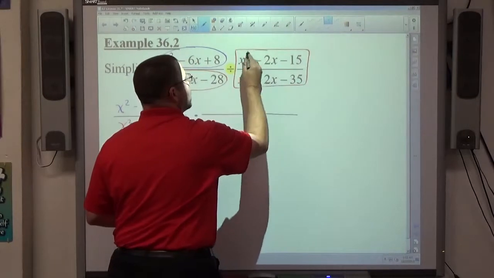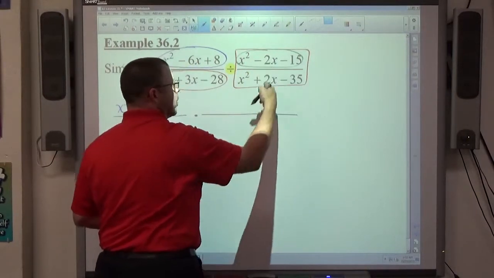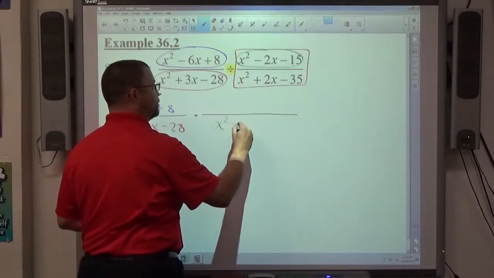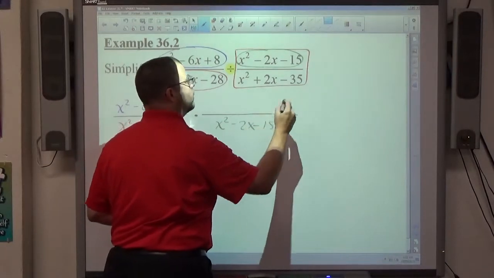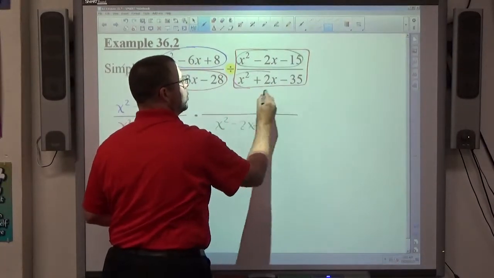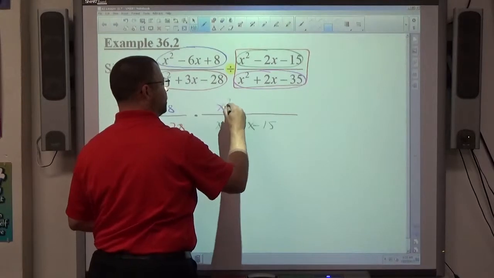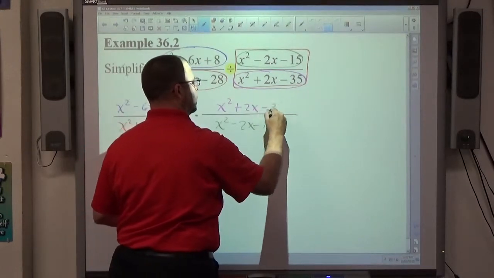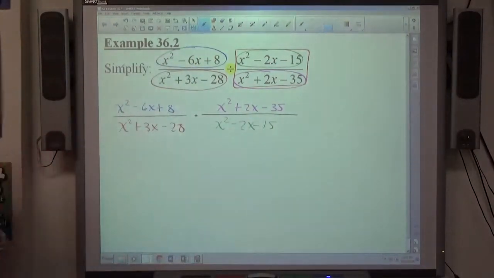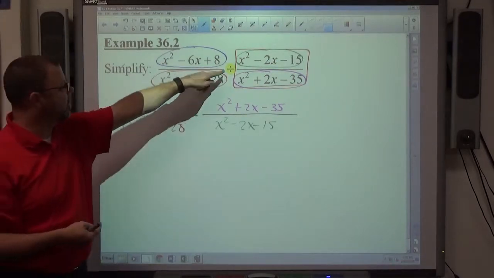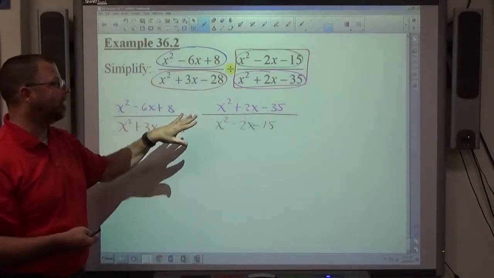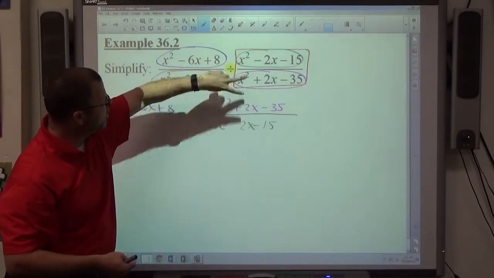Then when I get to this fraction, x squared minus 2x minus 15 is going to go to the bottom, and x squared plus 2x minus 35 is going to go to the top. Again, a lot of times algebra is about what you want to happen, and there's some kind of way to make it happen legally. So I don't want to do division of fractions, I want to do multiplication of fractions. That's fine, but the consequence is this fraction has to flip over.